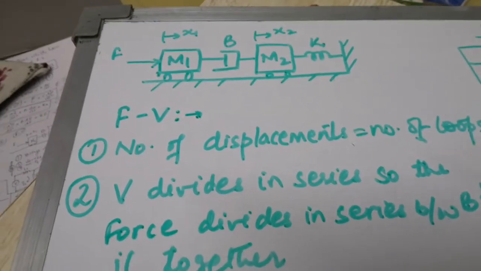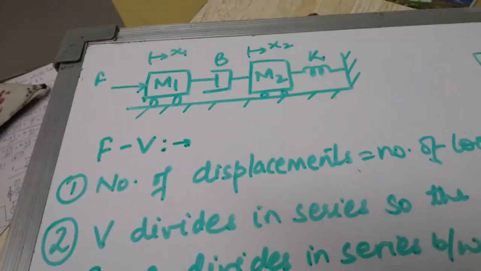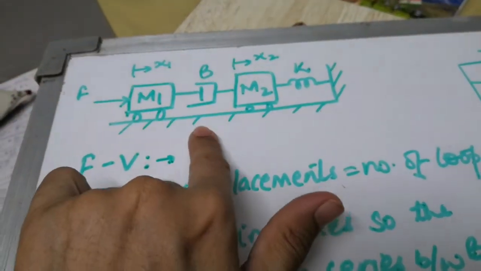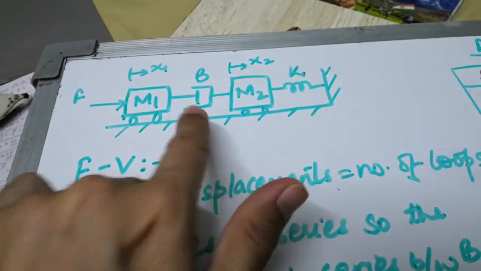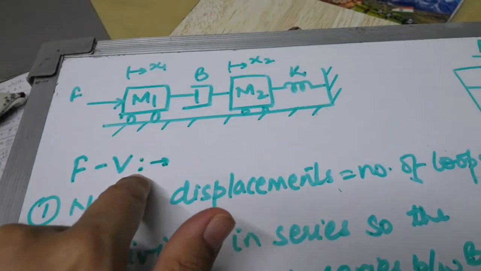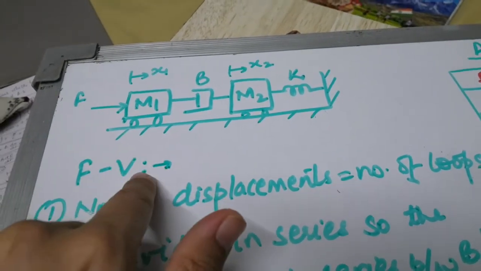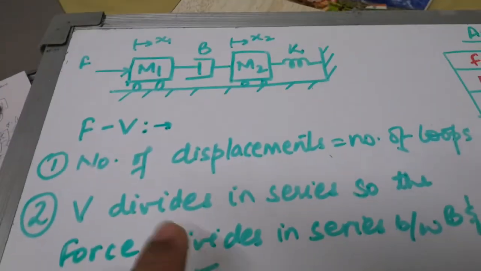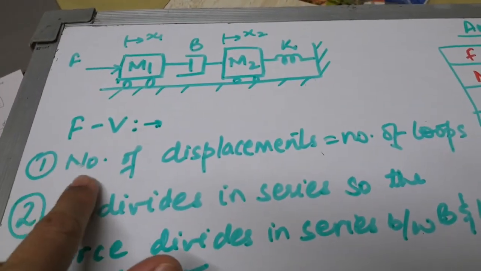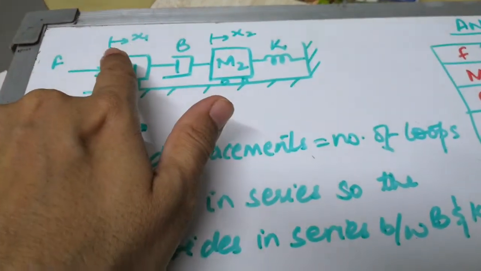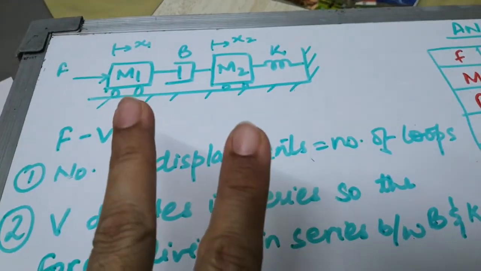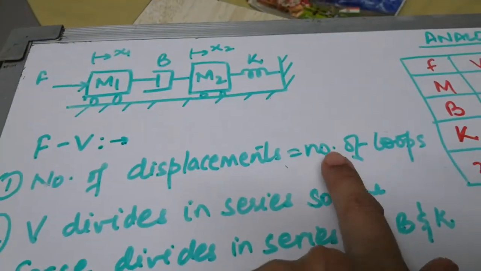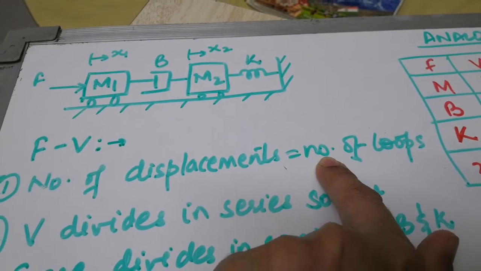So now we come to our first numerical. You are given this numerical and you have to go for the FV analogous system and also the FI analogous system. So let's first discuss our FV analogous system. The rule is the number of displacements, that is x1 and x2. Here 2 displacements are there, so that means we will have 2 loops, right?